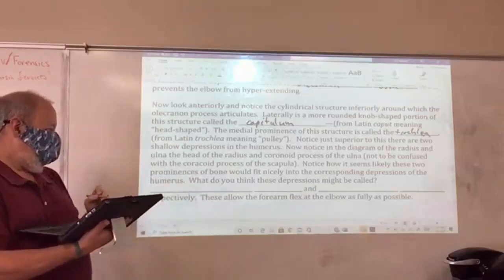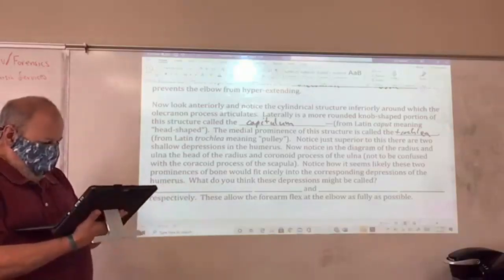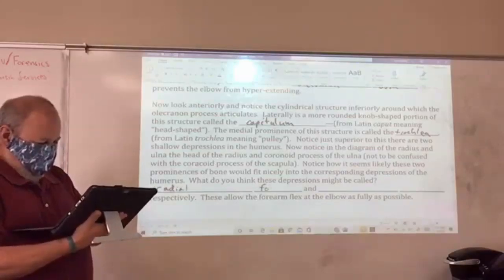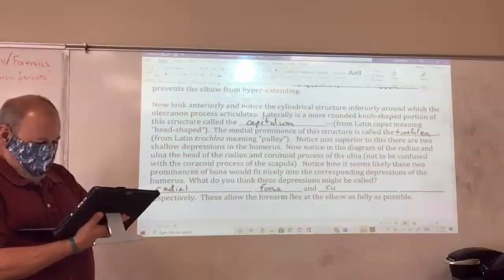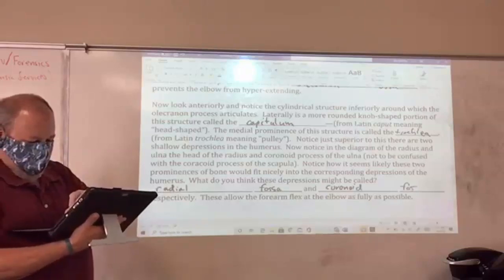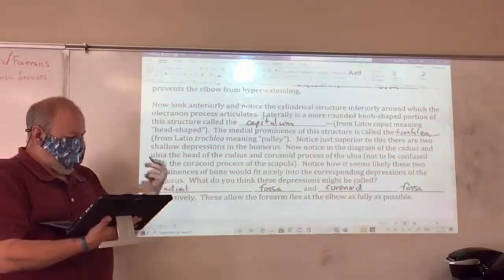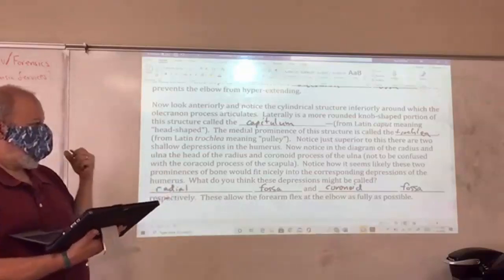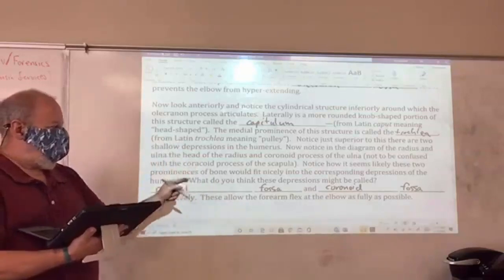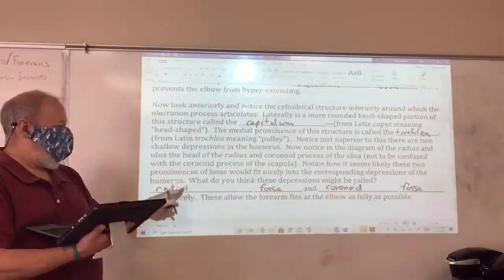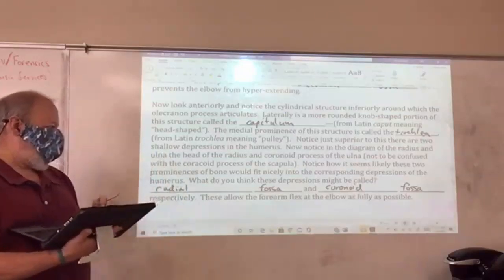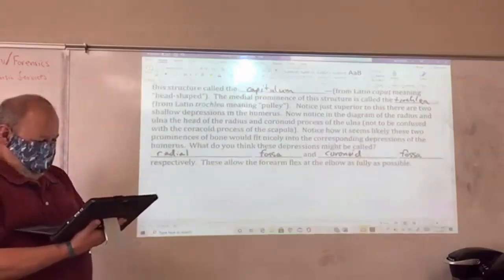We called these the radial fossa and the coronoid fossa. And these allow the forearm to flex at the elbow as fully as possible. If I flexed and I didn't have these fossa, my coronoid process and my radial head would get stuck. They would get stuck and I couldn't go any further if I didn't have those fossa. Okay?